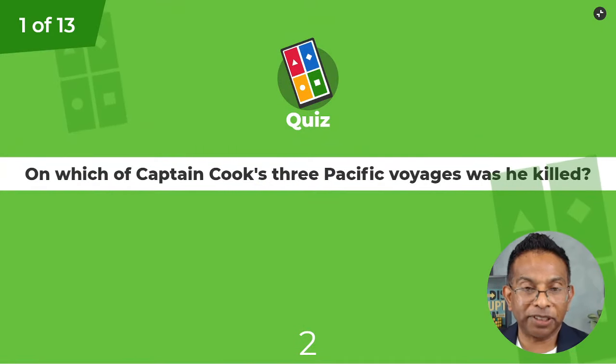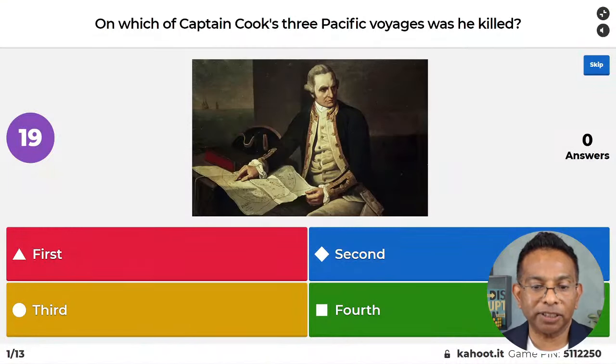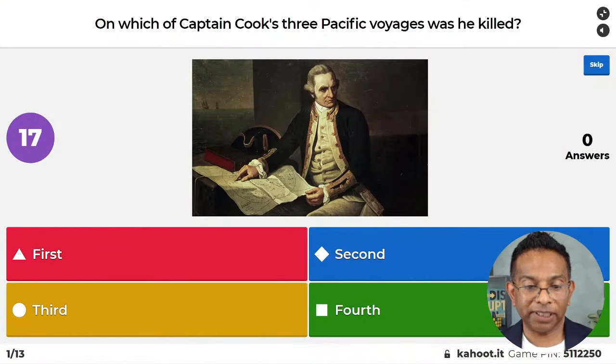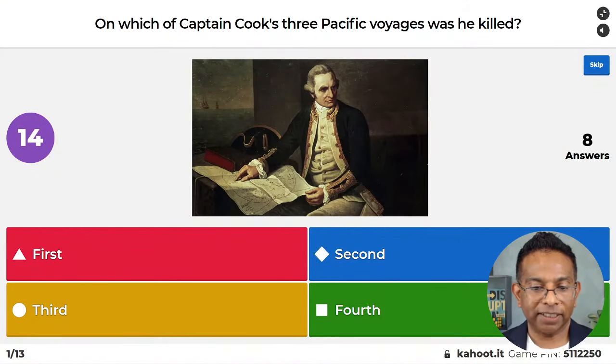Okay, here's a question: on which of Captain Cook's 3 Pacific voyages was he killed? You can see the options and you can see the colors. So yeah, okay, so people have figured this out. Most answers have come in. If everyone has answered before the time runs out, then we'll just see the answer straight away.